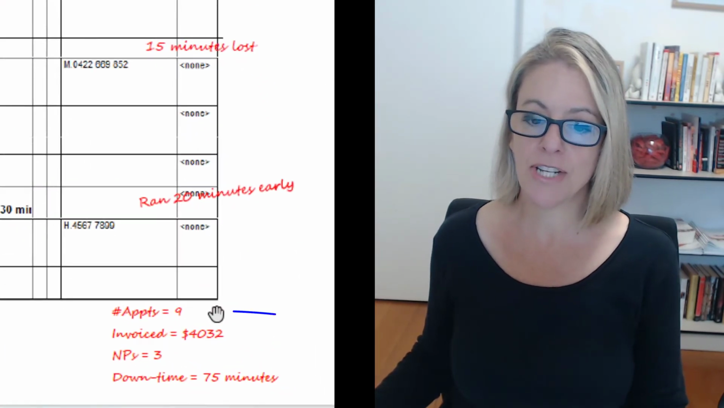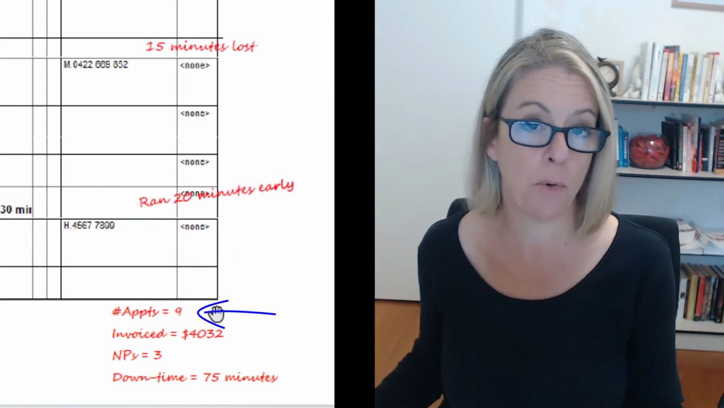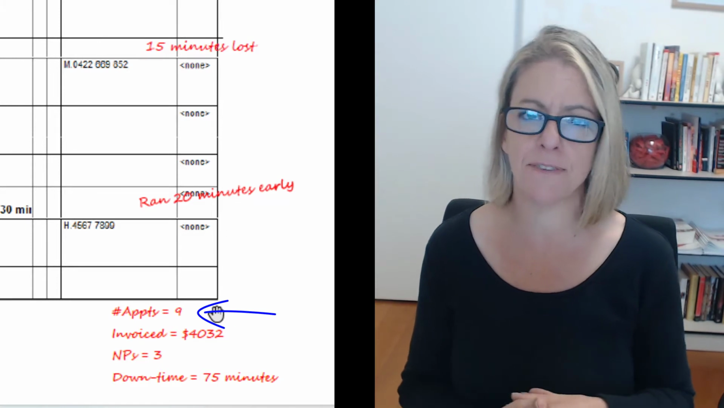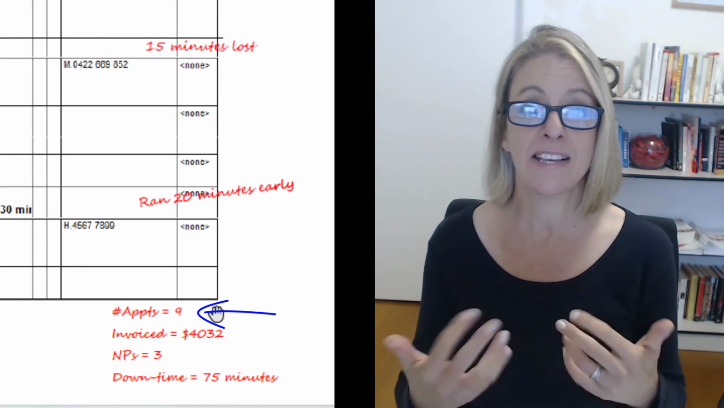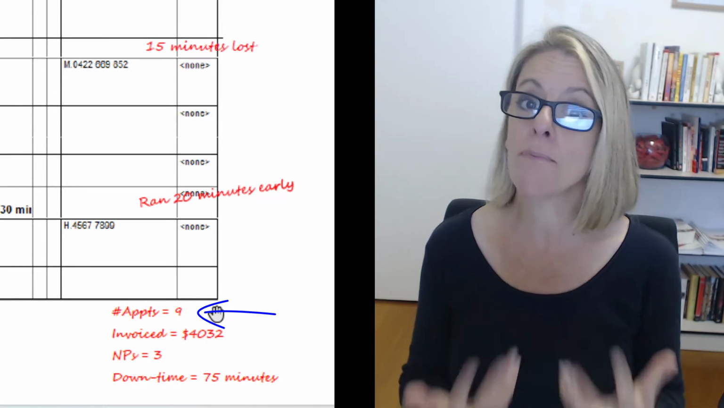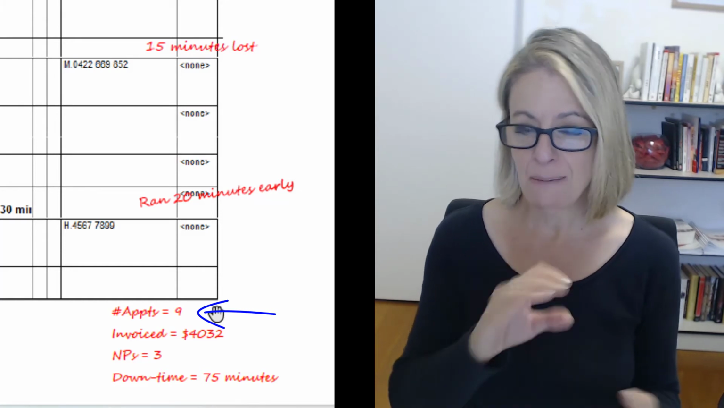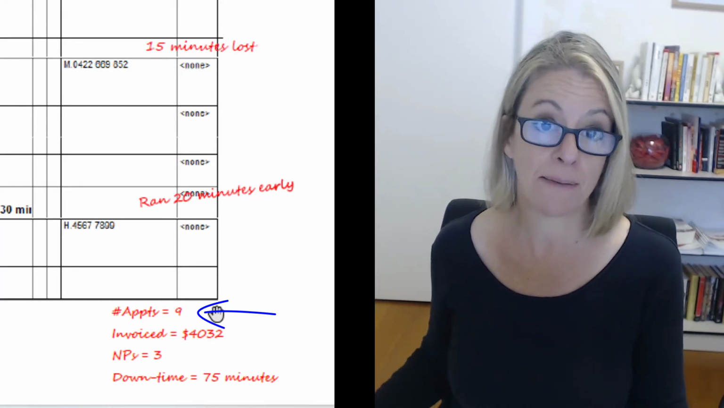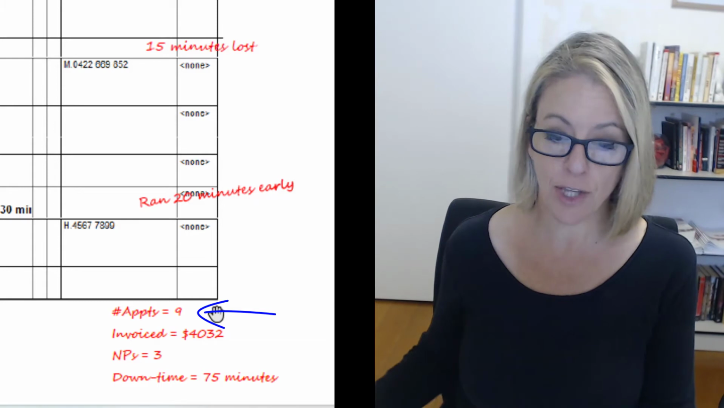I've also got a note here that you could possibly count up the number of appointment times that you have every day. This is a figure that many dental consultants suggest is a good thing to track. I personally don't see the relevance, but it's there just because it might be something that you see the relevance of and you'd like to track.